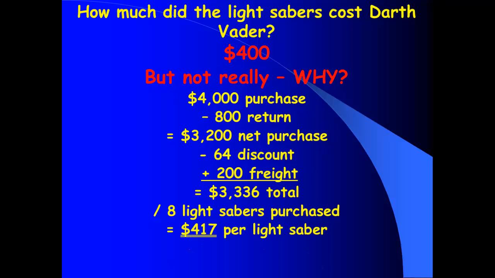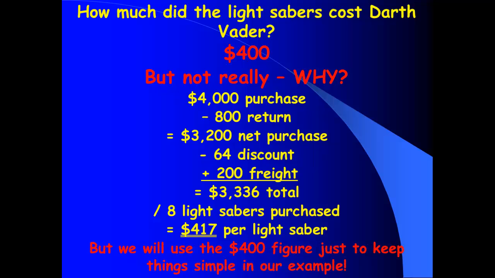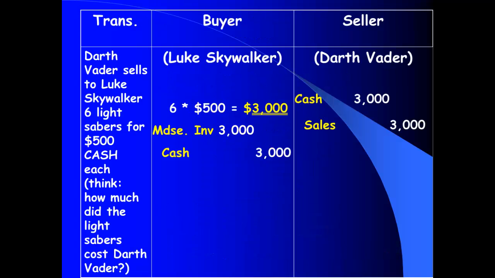Now, for our purposes, we're going to keep life simple. We're going to use the 400. But I just want you to see that in actuality, it gets more complicated. Now, we're going to go back to assuming they cost me $400 each. So we sold 6 of them, so they cost me $2,400 in total. Now let's make the entry to update the inventory.